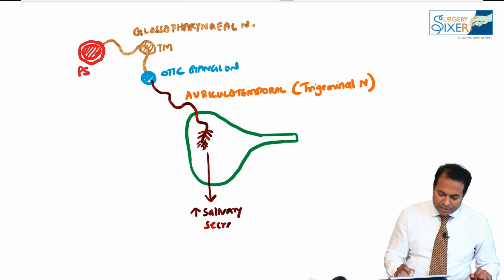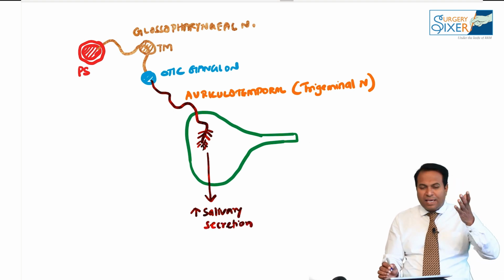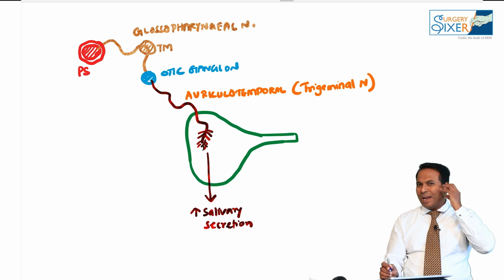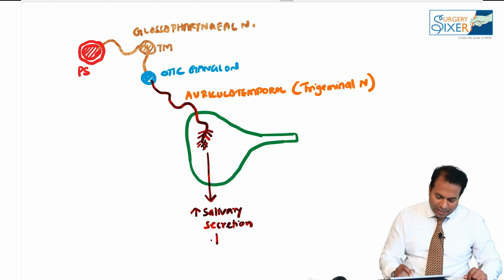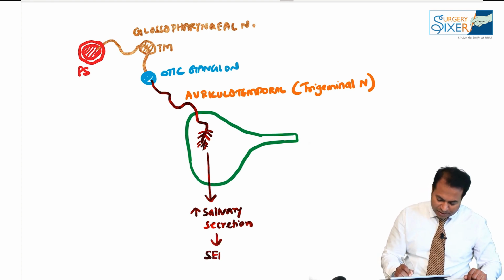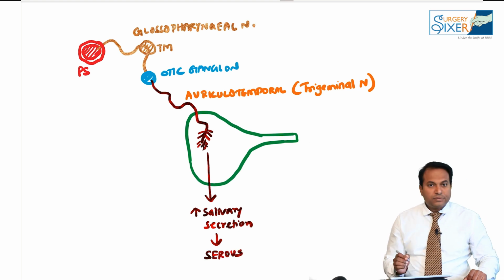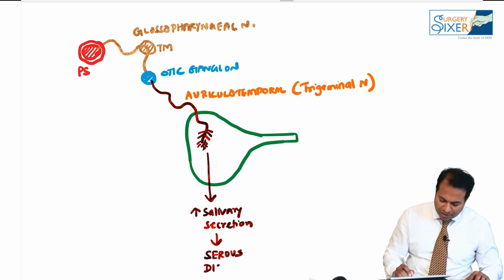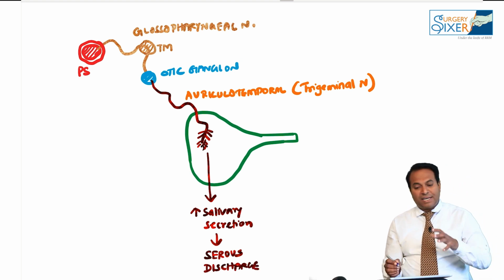You can see this is functioning by just even thinking, just you think of some food you like so much. The moment you think of that food or you smell that food, you will have a serous discharge coming out. It is a gush of serous discharge coming out. So this is the parotid parasympathetic supply.